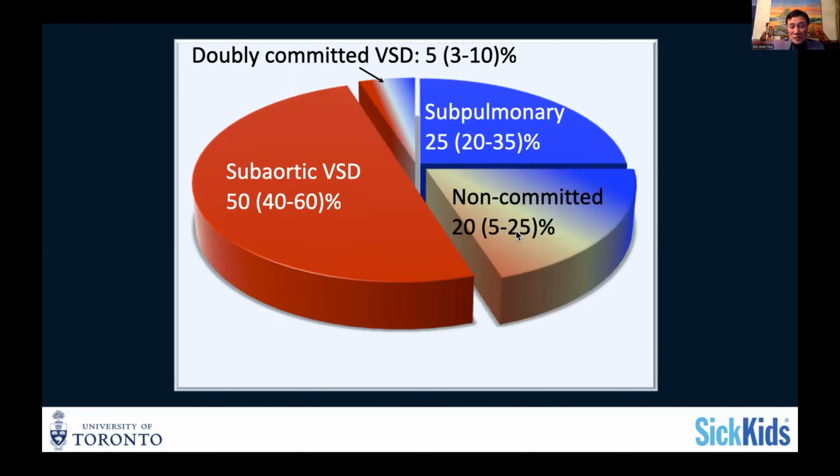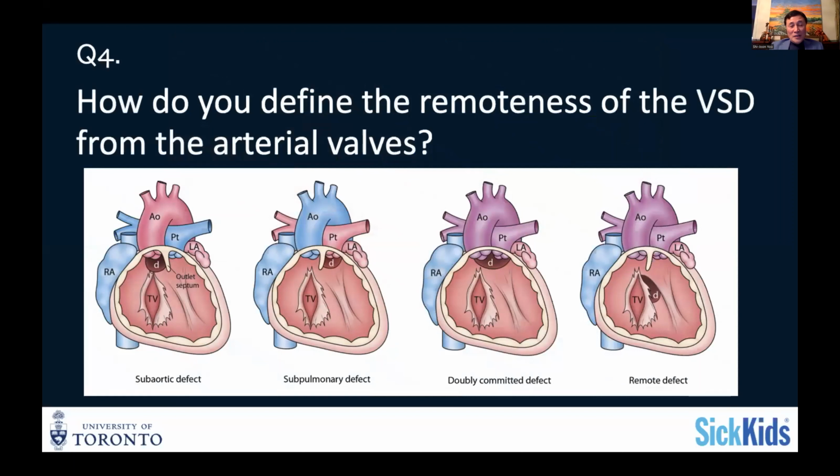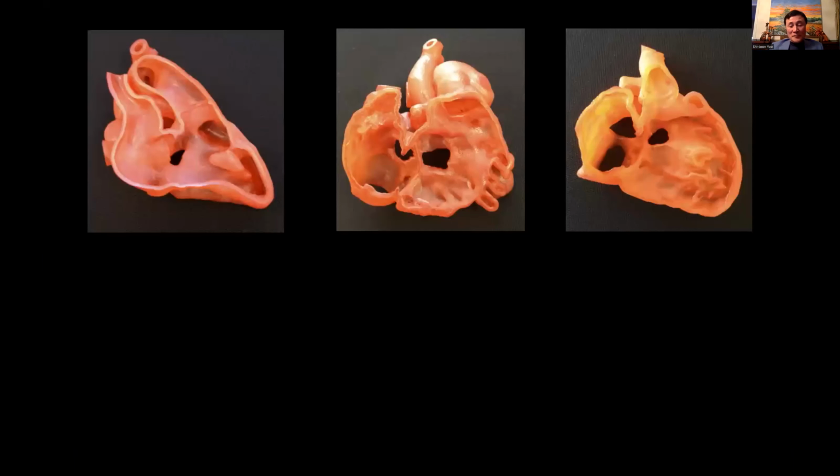For doubly committed, there is a lot of variation in the literature. So how do you define the remoteness of the VSD from the arterial valve? That is what I asked about. Here you have three so-called remote VSDs. Here you see the VSD is rather small along the tricuspid valve. This is the aortic valve. The pulmonary valve is behind the outlet septum here. Absolutely, this is remote.